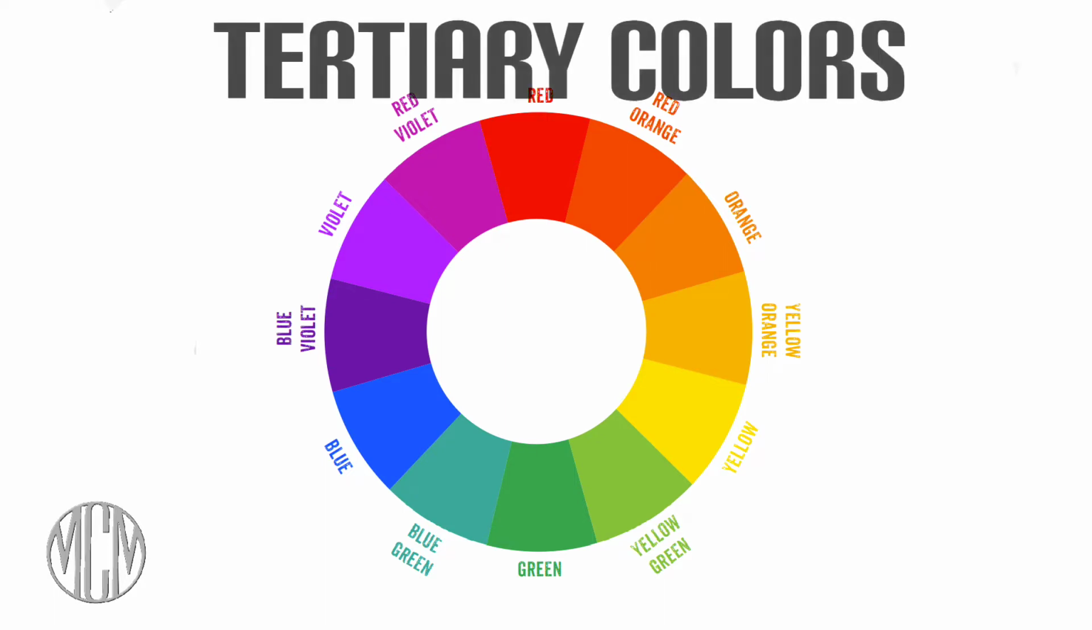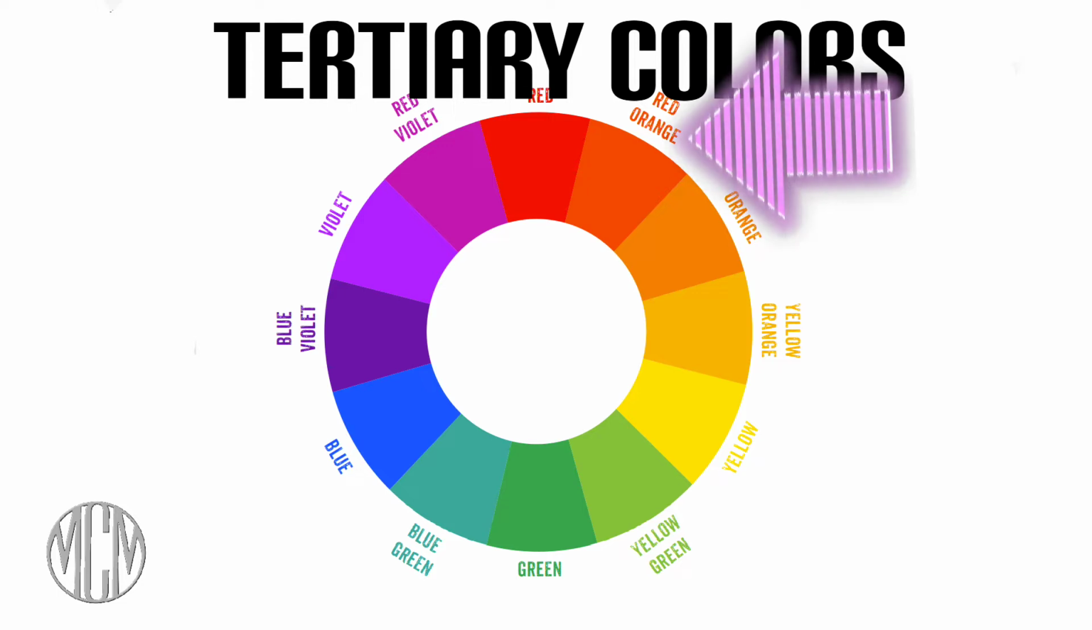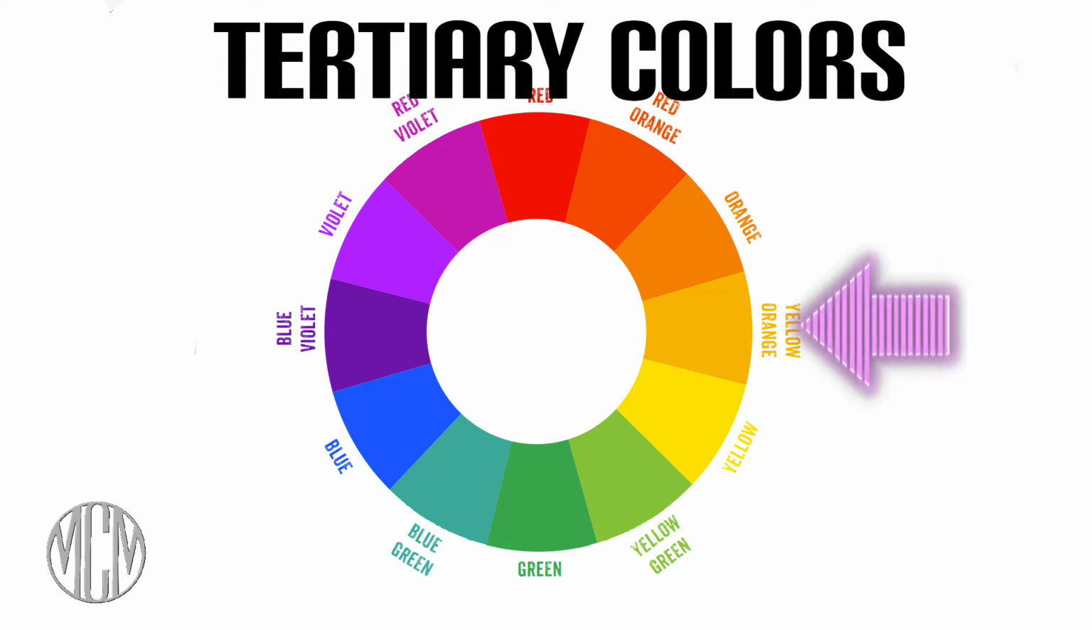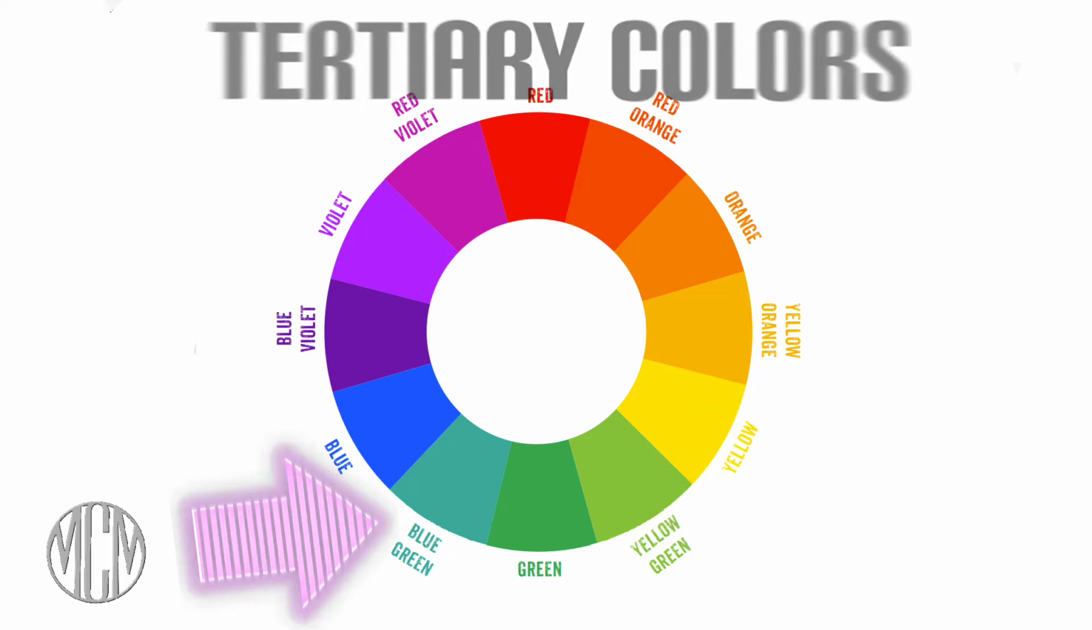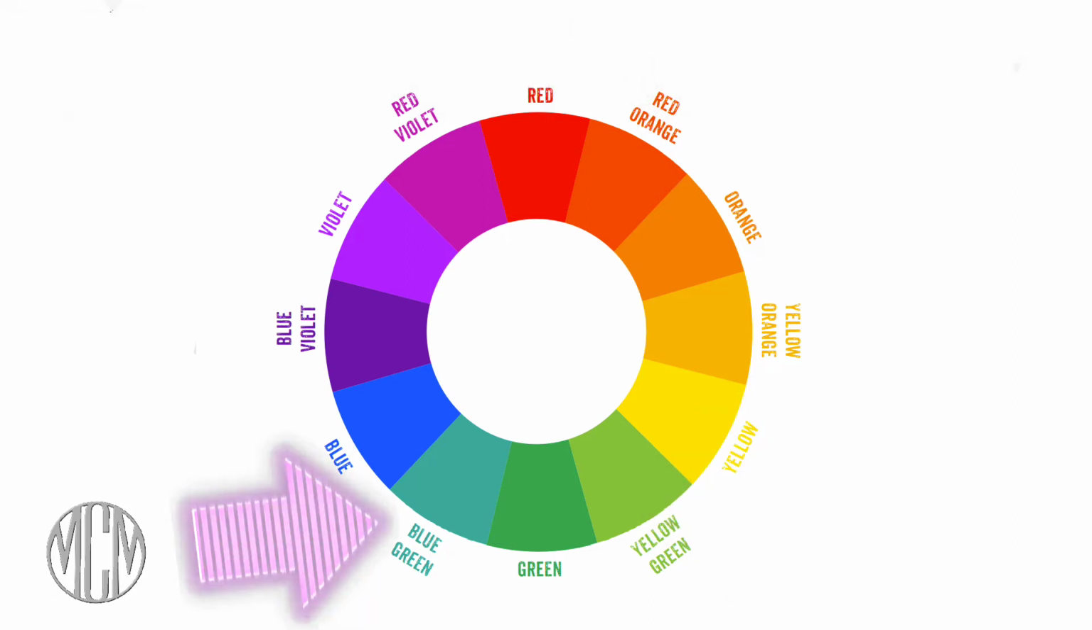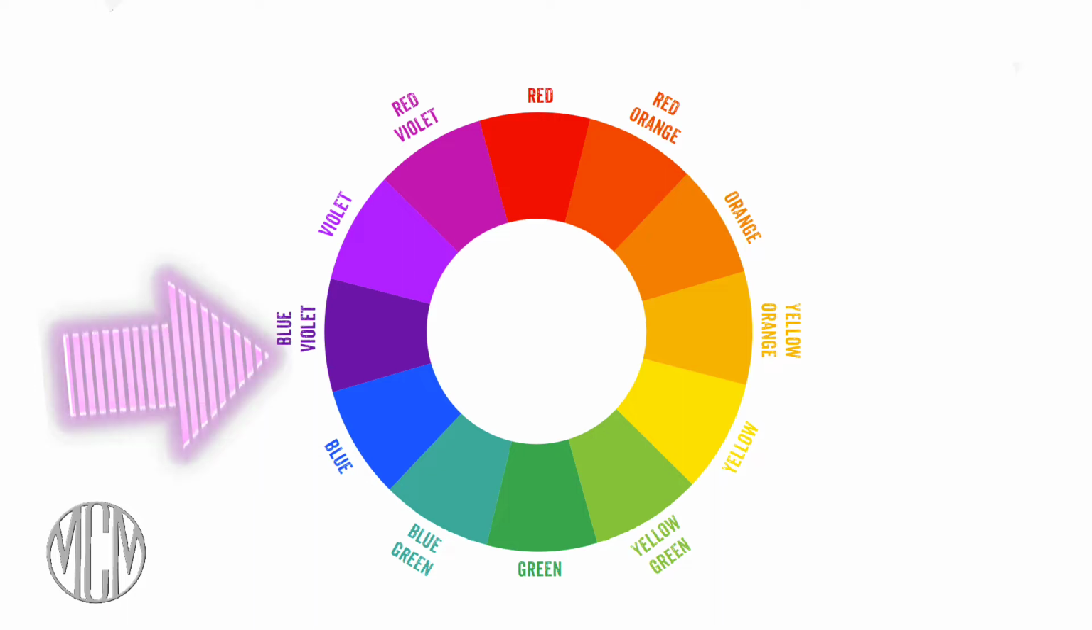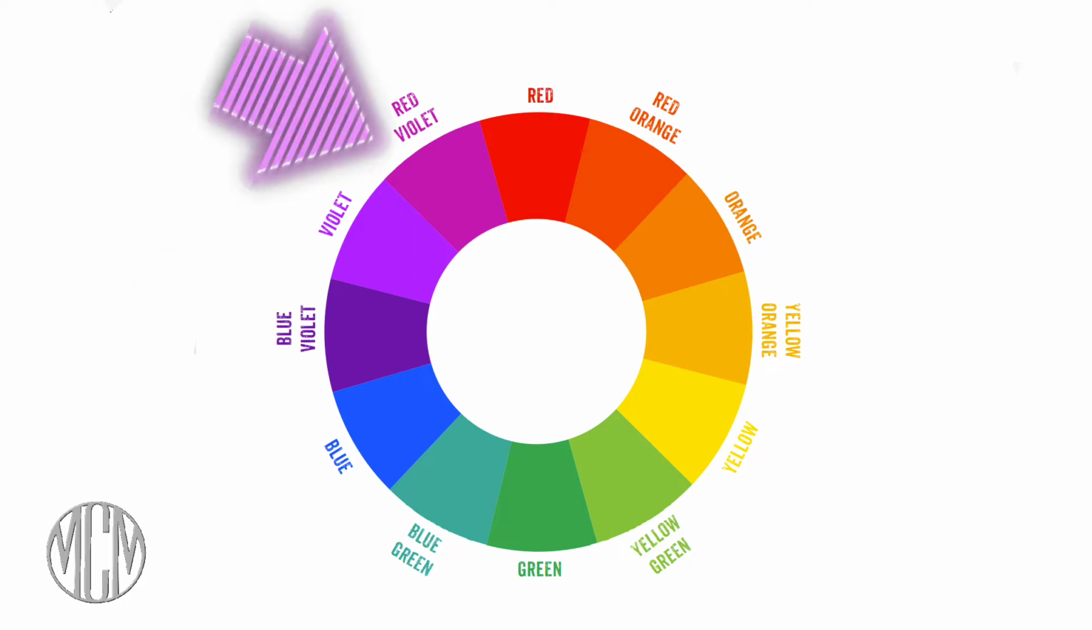Your tertiary colors are created when you mix a primary color and a secondary color. So when you mix red and orange, you get a red-orange. Orange and yellow, you get a yellow-orange. Green and yellow, you get a yellowish green. Green and blue, you get a blue-green. Blue and violet equals a blue-violet. And violet and red is a red-violet.